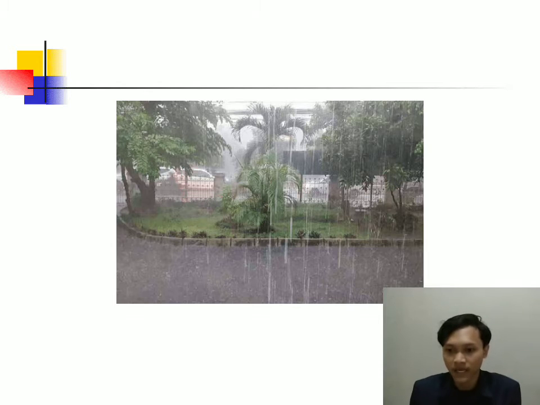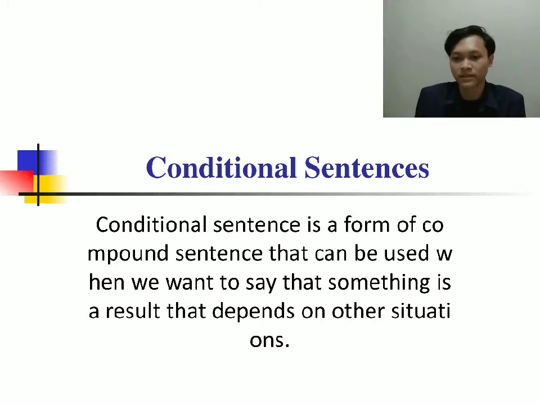So, now we will learn about conditional sentences. Have you ever heard of it before? Okay. Here is conditional sentence. A conditional sentence is a form of compound sentence that can be used when we want to say that something is a result that depends on other situations.